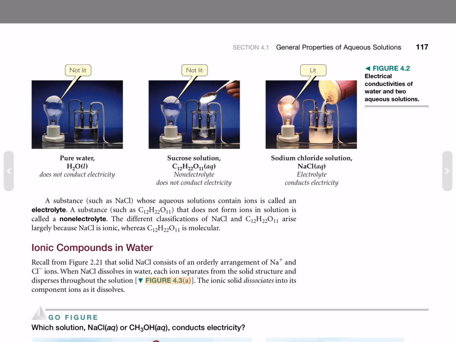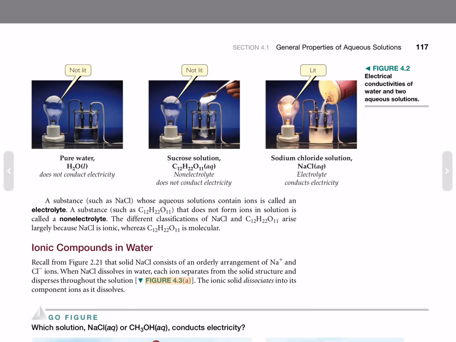A substance such as a salt, whose aqueous solution contains ions, is called an electrolyte. A substance such as sugar that does not form ions in solution is called a non-electrolyte. The different classifications of NaCl and C12H22O11 arise largely because sodium chloride is ionic, whereas sucrose is molecular.